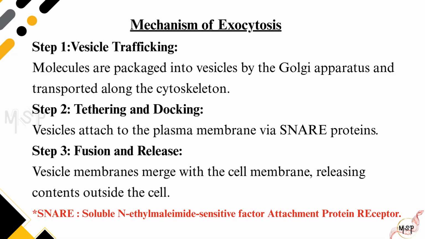Step 1. Vesicle trafficking. The Golgi apparatus packages molecules into vesicles. These vesicles are transported along the cytoskeleton to the plasma membrane. Step 2. Tethering and docking. Vesicles make contact with the membrane. Proteins called SNAREs pull the vesicle close to the membrane. Step 3. Fusion and release. The vesicle membrane fuses with the cell membrane. The contents are released into the extracellular space, and the vesicle membrane becomes part of the cell membrane.